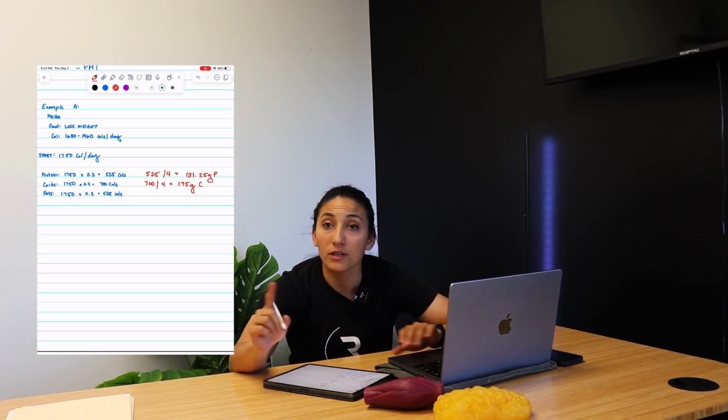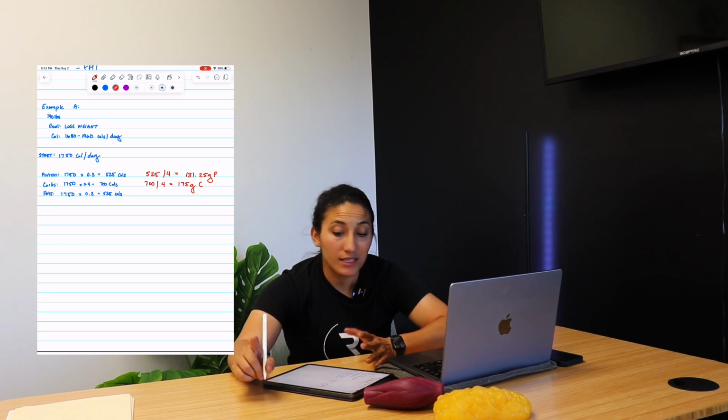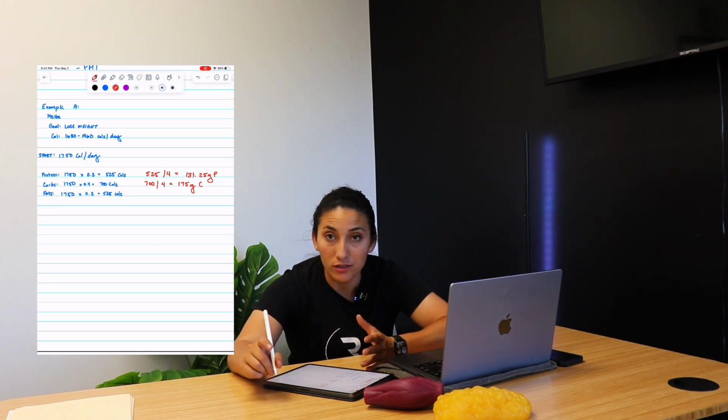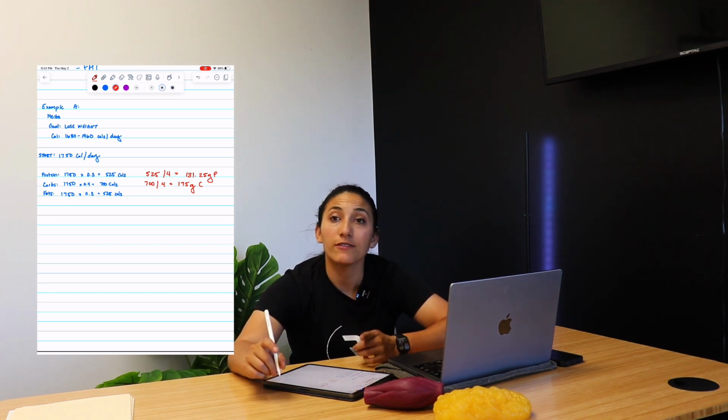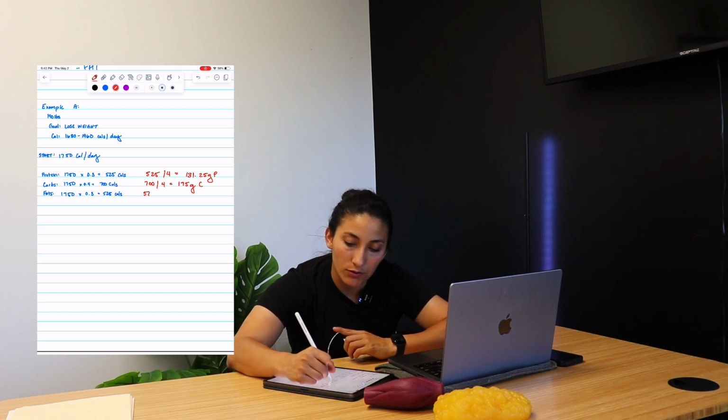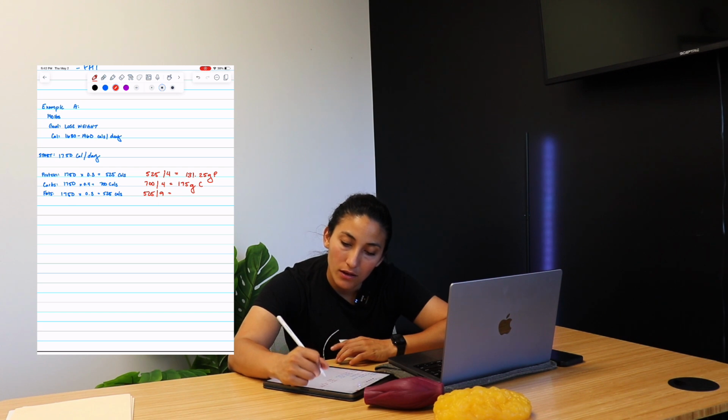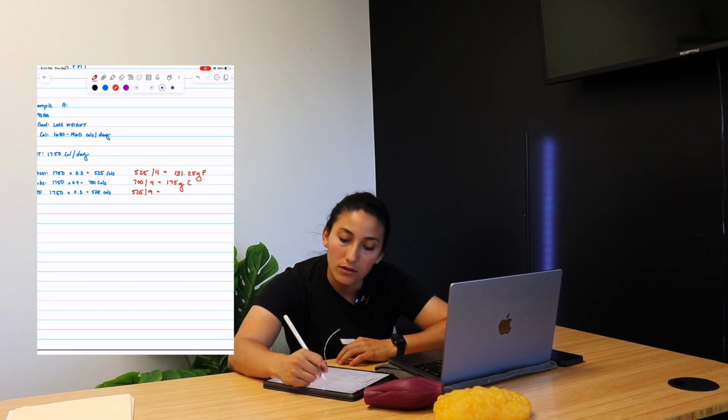And then don't forget, our fat is worth 9 calories per gram. So what we're going to do here, but don't think that it's going to be the same because we have the same calculation for that first one. It is going to be different because we're dividing by 9 for this one. So it's going to be 525 divided by 9. And then here we are going to get 58.3 grams of fat.